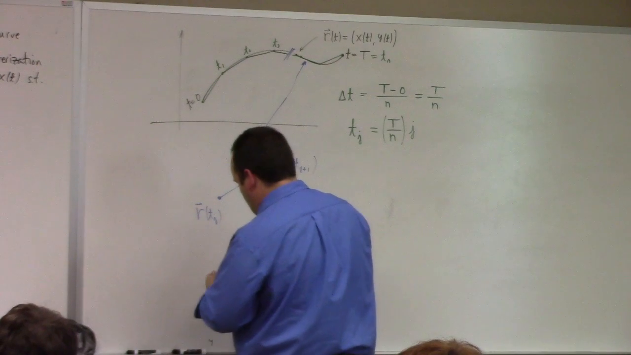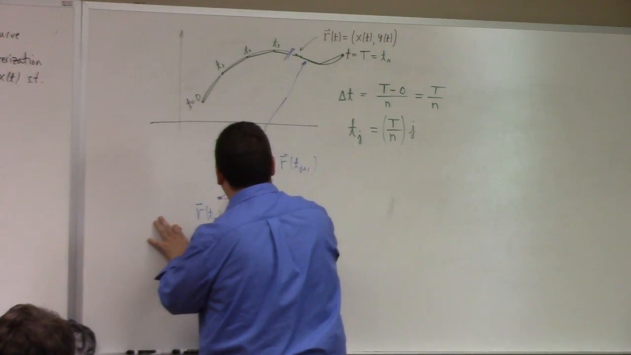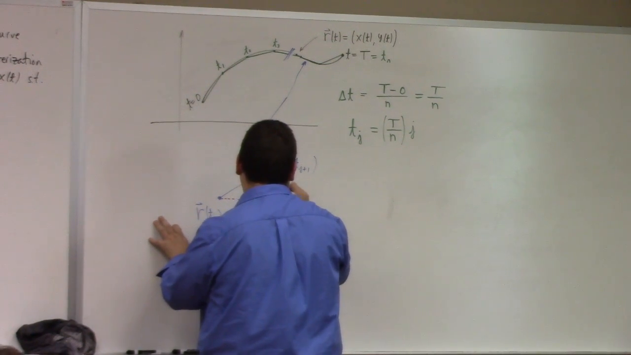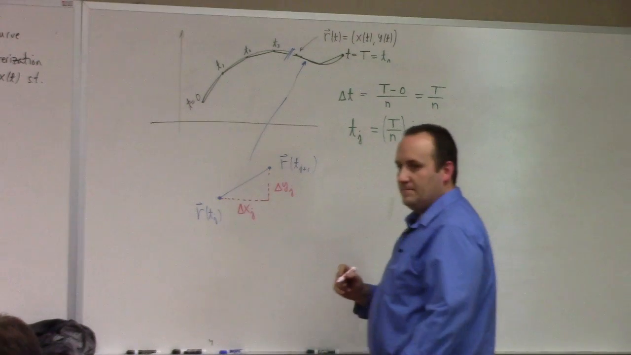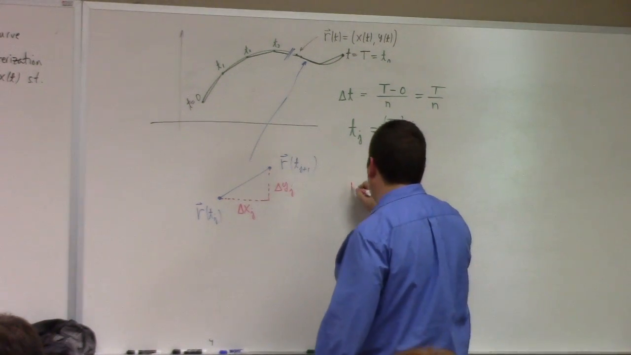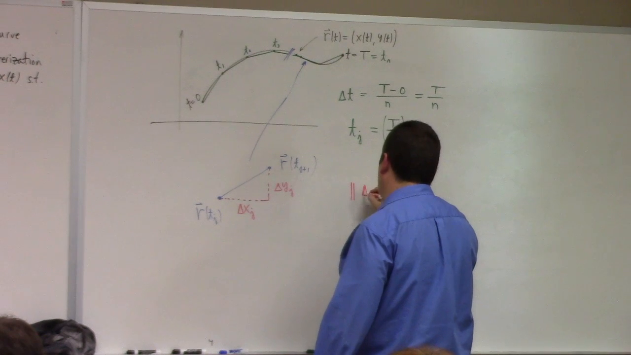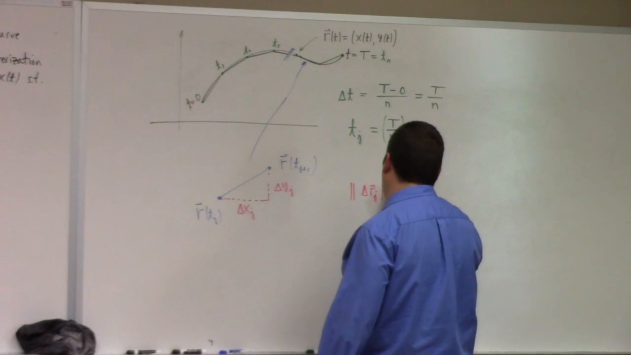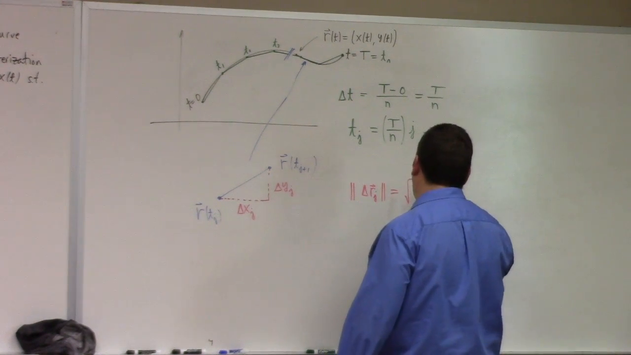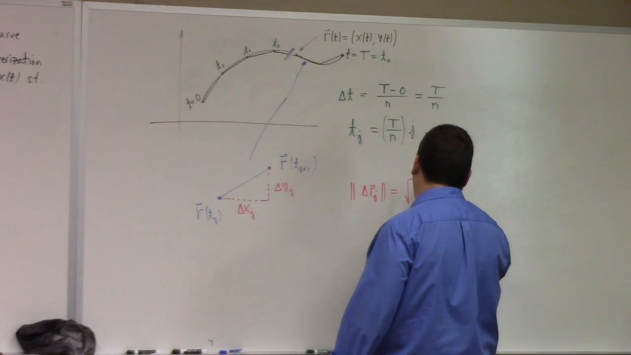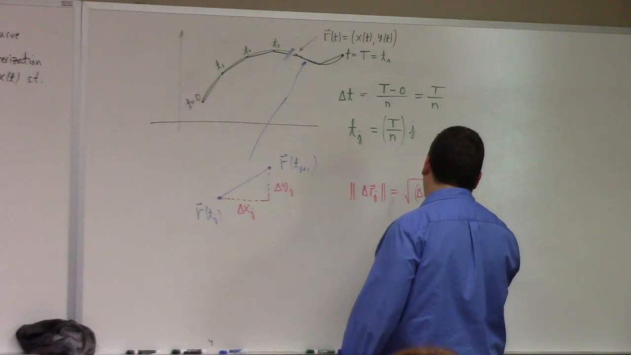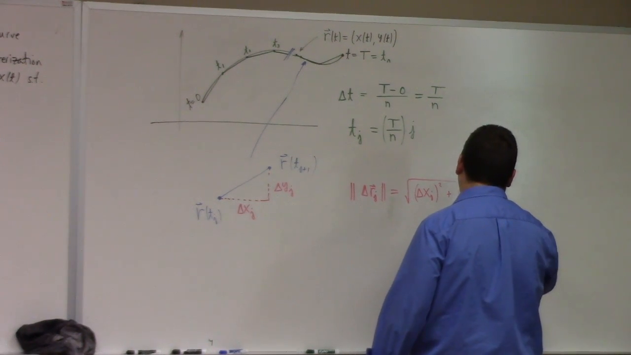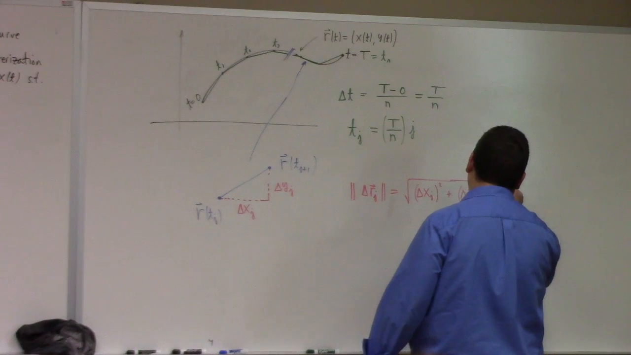Well, you can break it down. You can look at its x part and its y part. So you've got the jth change in x, and the change in y for this jth piece. The length of this little segment, if you want to call it delta r sub j, should be equal to the square root of the change in xj squared plus the change in yj squared, by the Pythagorean theorem. Do you guys agree?